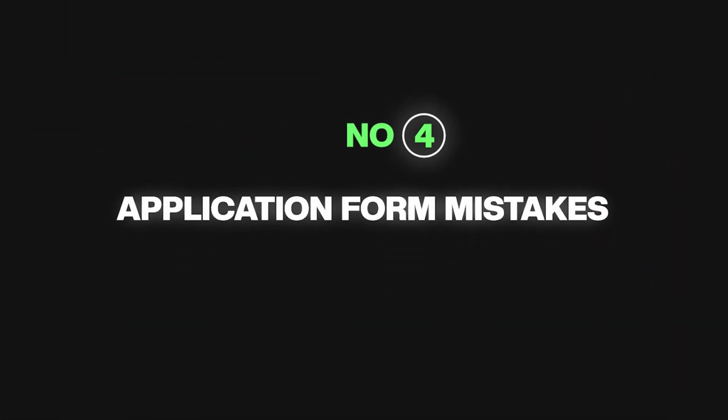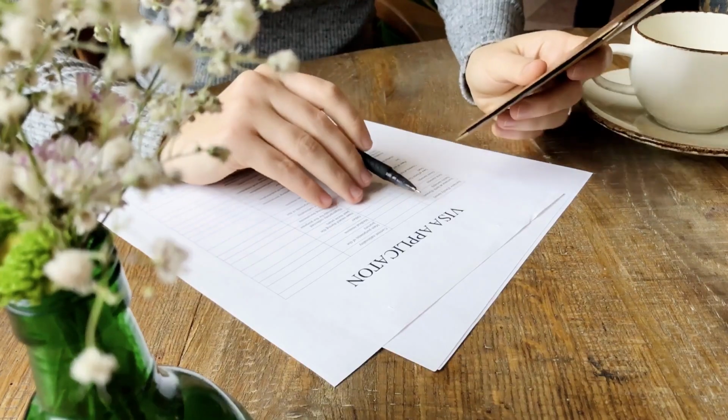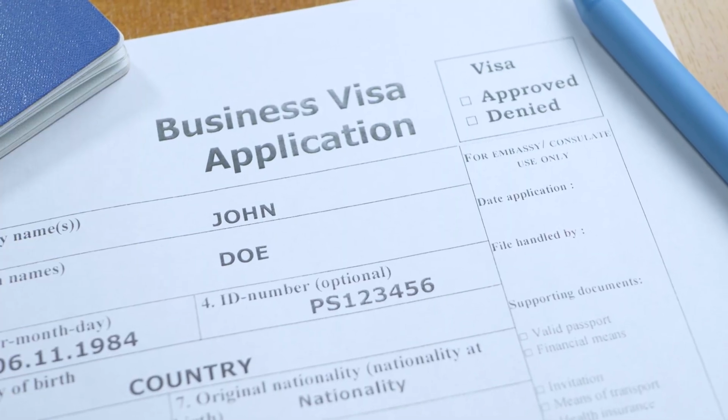Number four is application form mistakes. Standard application forms can be very long, with questions that are not worded clearly. It's easy to make an innocent mistake that could potentially lead to refusal of your application. You may also choose the wrong form, especially with the ILR, as there are several different types of applications.